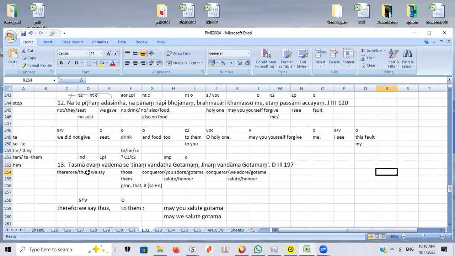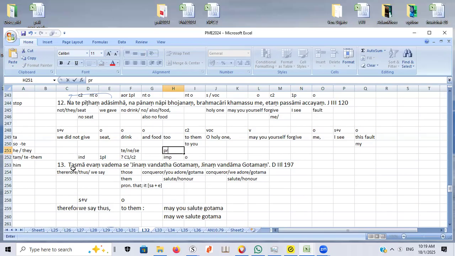So the next line is "Tasma evam vadema se inna vadata Gotama inang vatama Gotama." Technically, this one is a bit tricky because the present tense is also third. Present tense is third, imperative is third, especially for second person plural onward, second person plural and first person singular and plural. You cannot differentiate between the present tense and imperative, but we will look at the sentences.